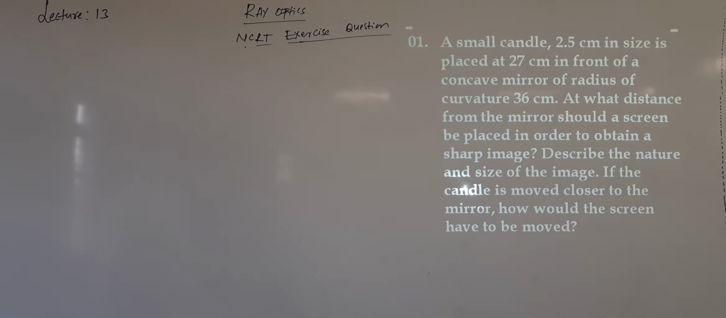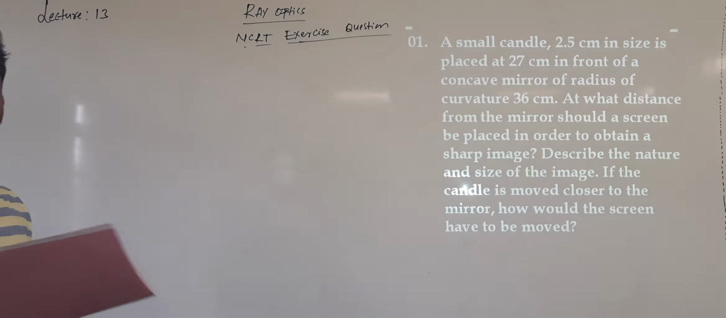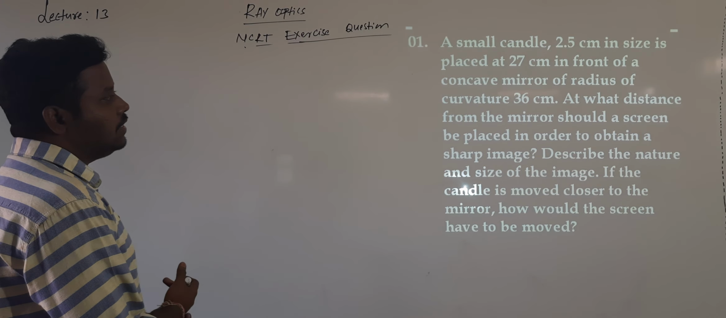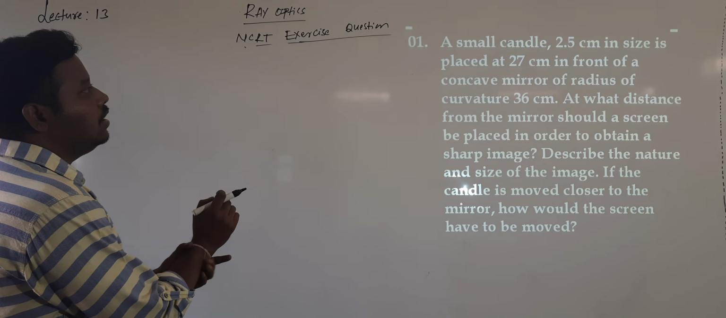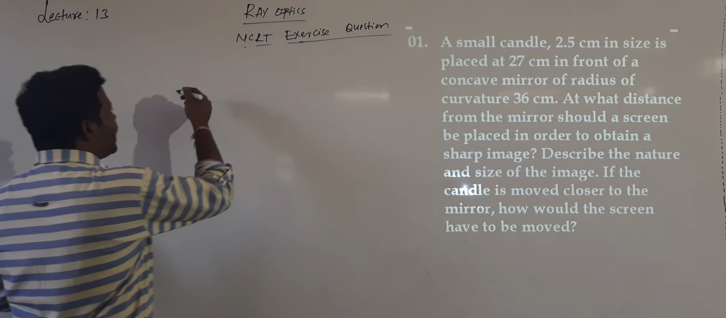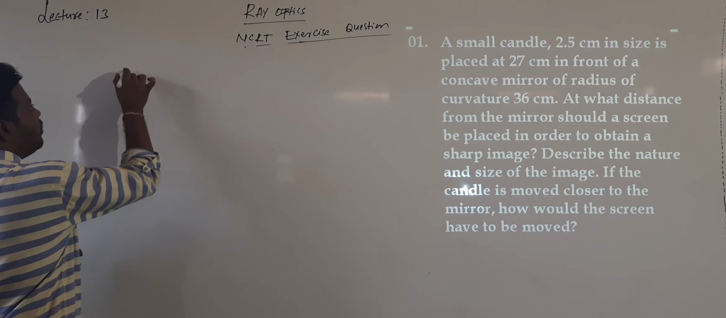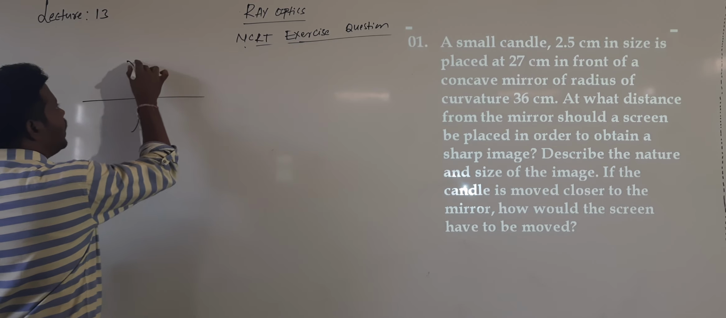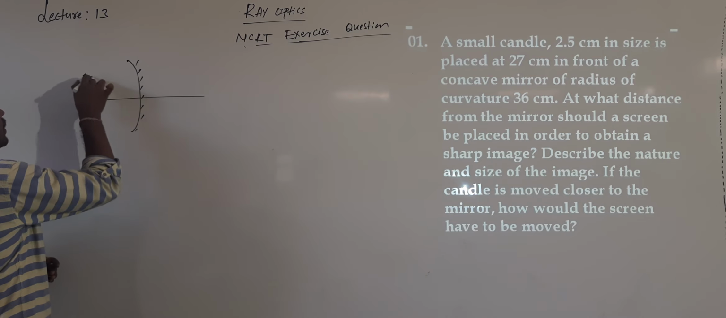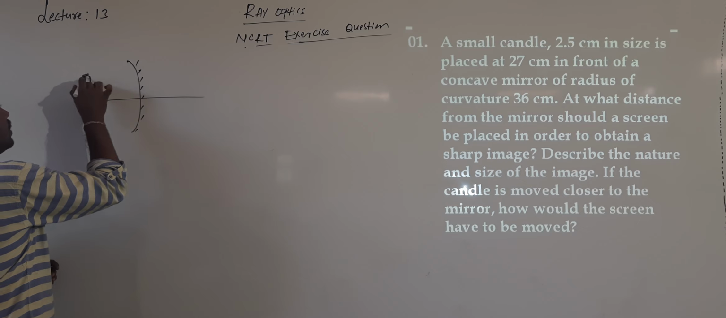Okay, see the question. A small candle, I am keeping the log table here; whenever I want, I will use this. A small candle 2.5 centimeters in size is placed at 27 centimeters in front of a concave mirror. The diagram is important; if possible, draw the diagram. One concave mirror is there, and they kept one object, the candle, in front of it.